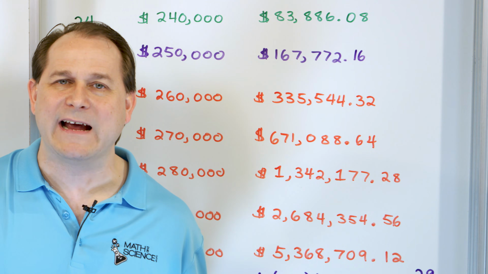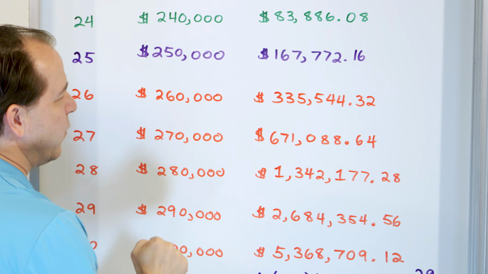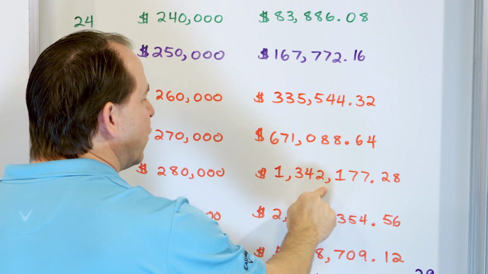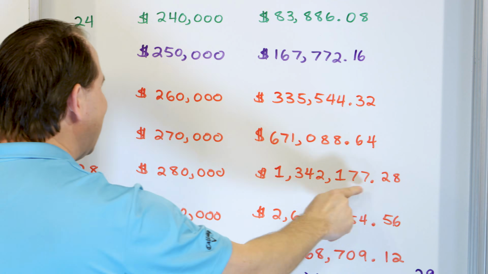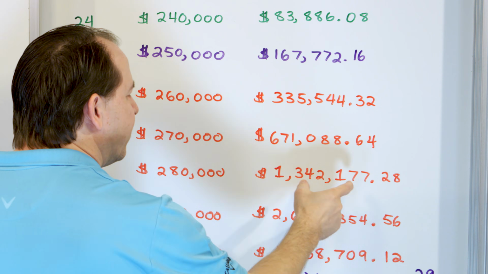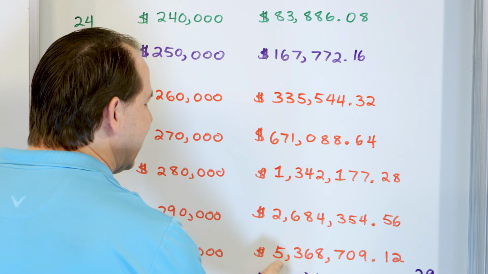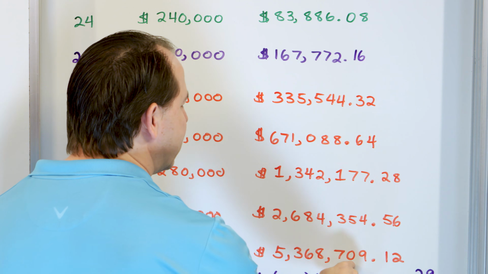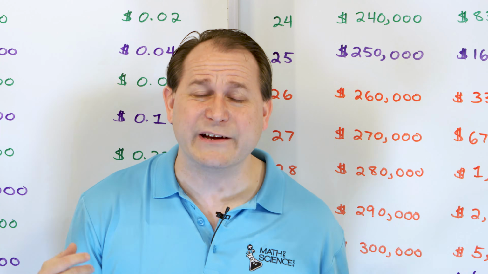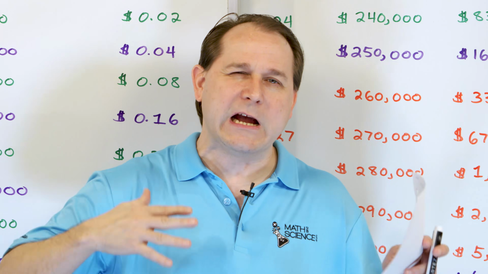So actually, if you run this thing out to 30 days, what's going to happen is you're going to run through 300,000, 335,000, then 671,000. Here's where you hit $1 million on day 28. $1,342,177.28 on day 28 as compared to just simply $280,000. We double that, we get $2,684,354 and some change. And on day 30, we double that again to $5,368,709.12 compared to $300,000. It's incredible.